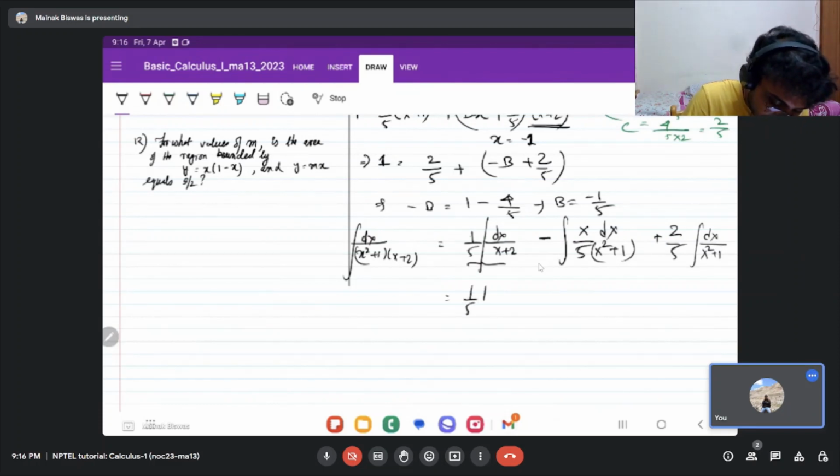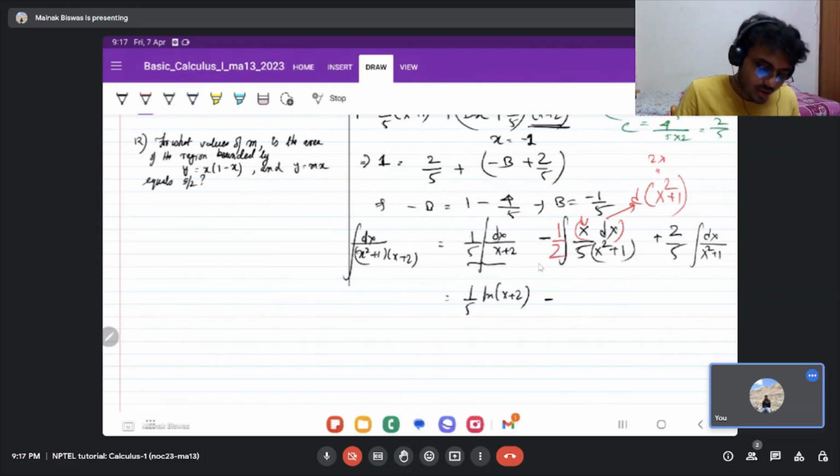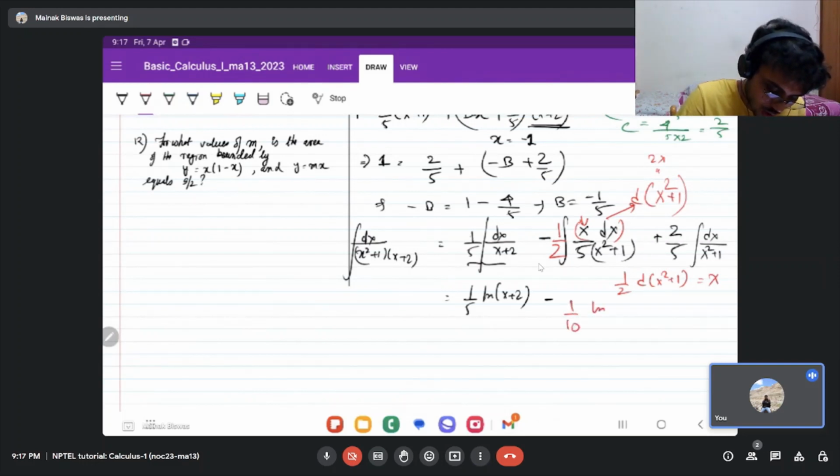So these will give you the integral: 1 over 5 log of (x plus 2) minus. What we will do here is substitute d of (x squared plus 1), which is equal to 2x, and we only have x here, so we'll divide by 2. So we know d of half (x squared plus 1) would be x. This is the idea. So 1 over 10 log of (x squared plus 1), plus 2 by 5 tan inverse x, since the integral of 1 over (1 plus x squared) is tan inverse x.